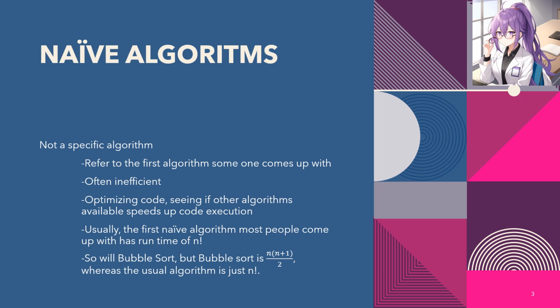All right, for sorting, the first naive algorithm most people come up with has a runtime of n factorial, but there are more efficient ways of doing that, as we're going to get into. One of the earliest sorting algorithms most people learn is bubble sort, which has a runtime of n times the quantity of n plus 1 all over 2, which, if you've studied discrete math, you probably recognize that formula.